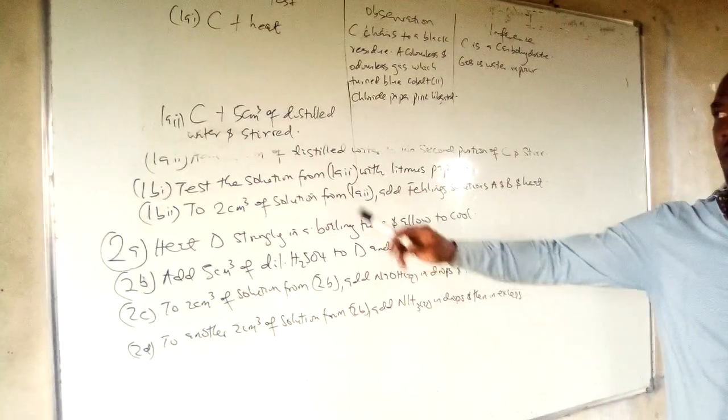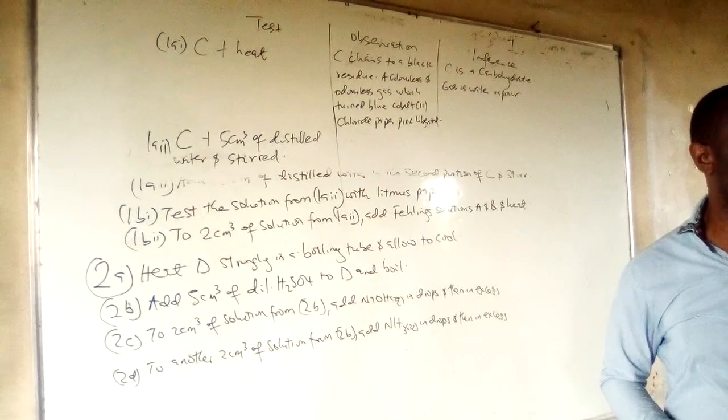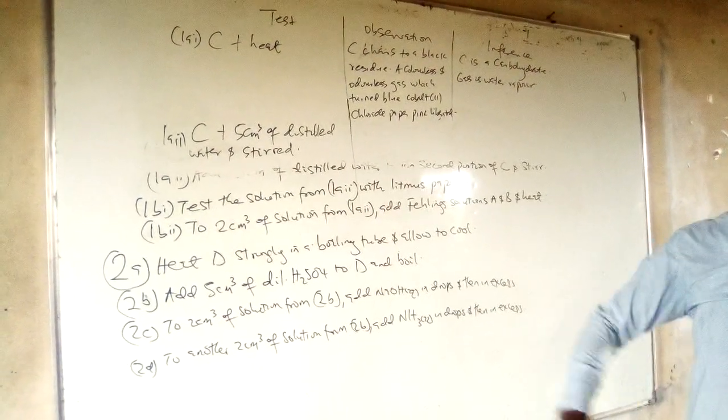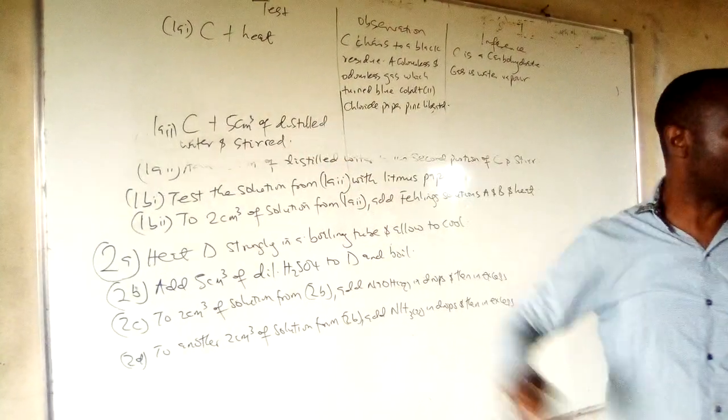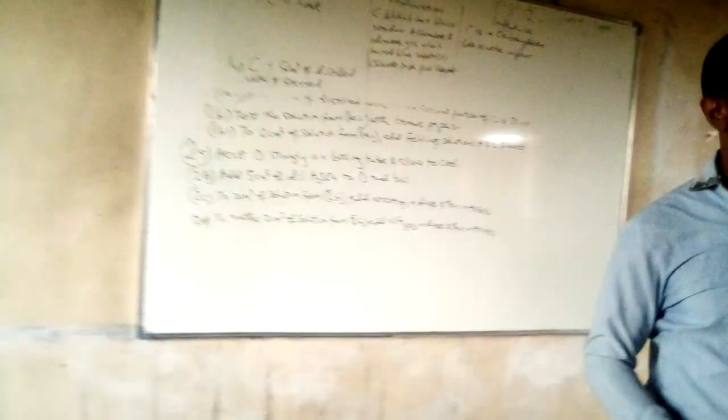The second question says we should add this water to C and stir. So we have recorded the test already. We'll now go to the experiment. The composition of C is this one. Then we're adding water to it.